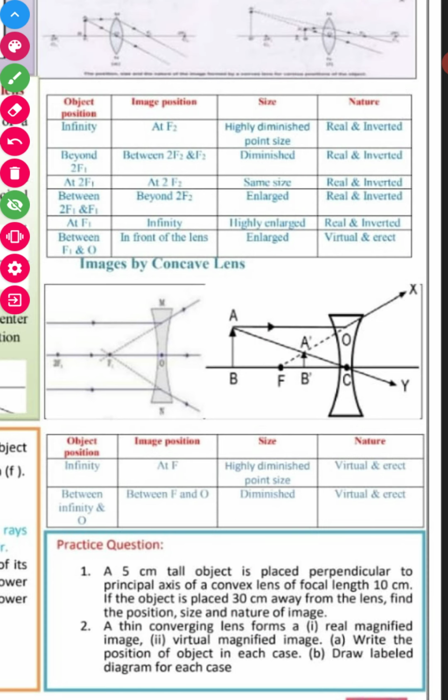Sorry, that is 15 centimeter, because this is 30, 15, sorry, this is 15 centimeter. 15 centimeter. So now we have m is equal to v by u, that is 15 upon minus 30.